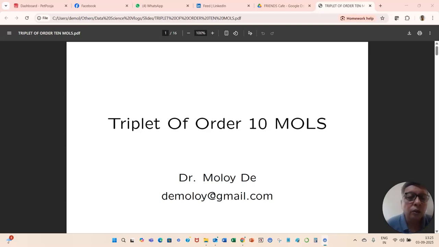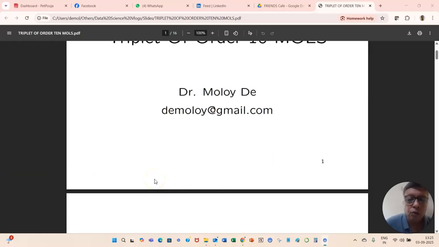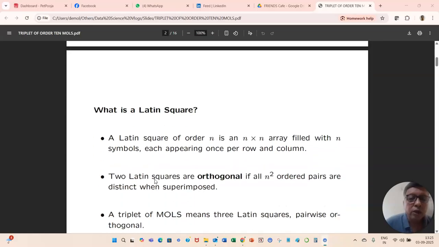Hello friends, good day. Today we will be talking about triplet of order 10 MOLS. It's a topic from Latin square, Greco-Latin square. So what is a Latin square?